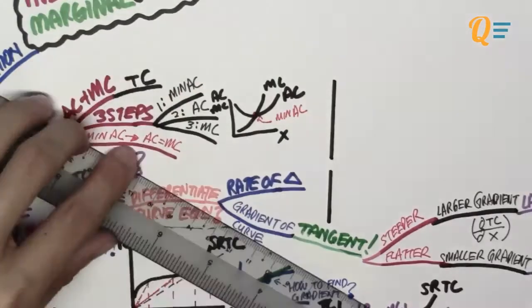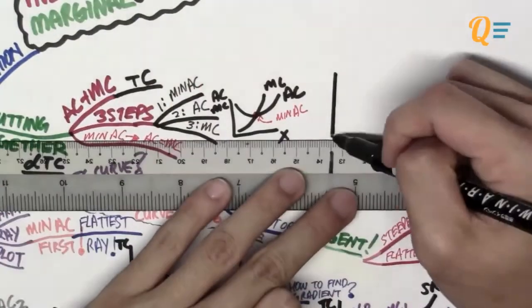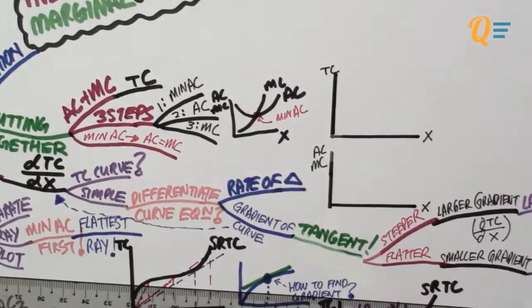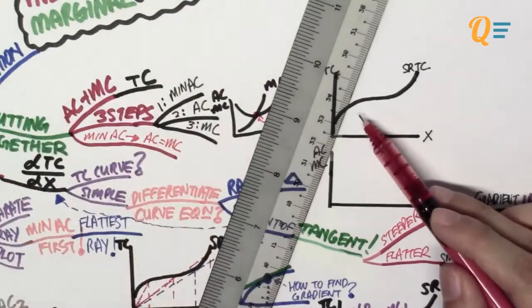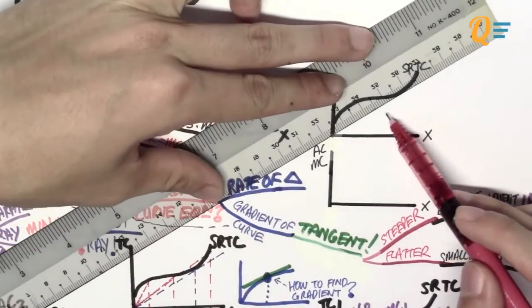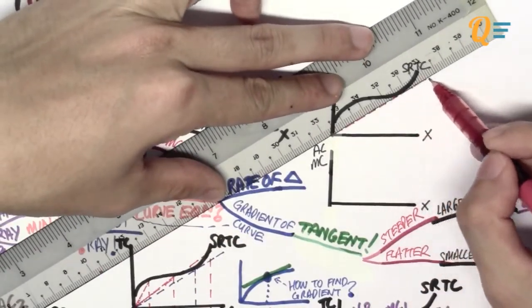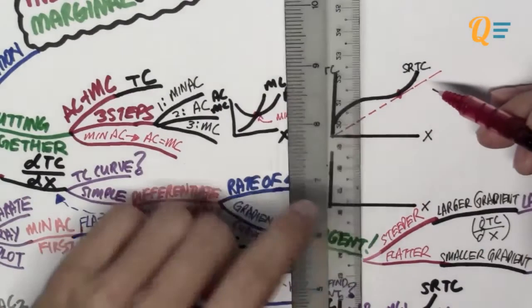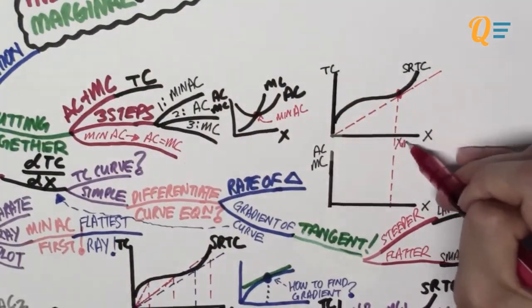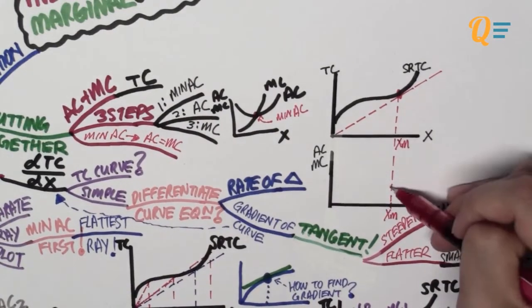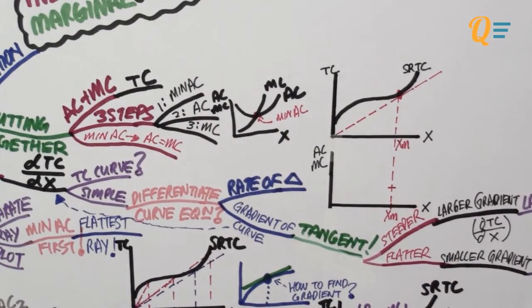So the setup is pretty easy. You're going to need two sets of axes. On the top is going to be your total cost, and the bottom is going to be your average cost and marginal cost. The top is my short run total cost, and I'm going to start by finding my minimum average cost. We went through this earlier on how to find the minimum average cost. That is the amount of x, xm for example, where my average cost is minimized.